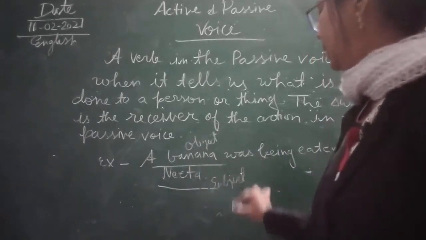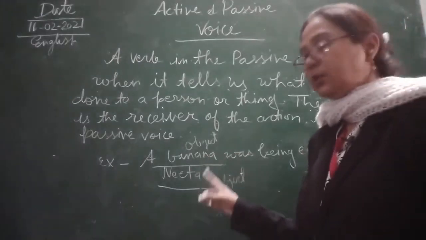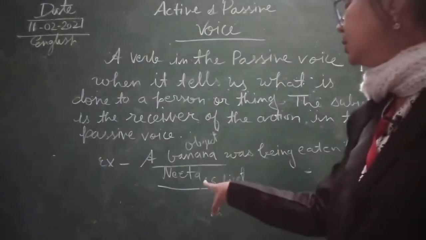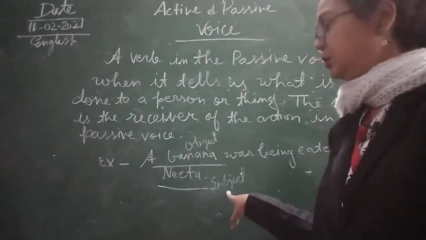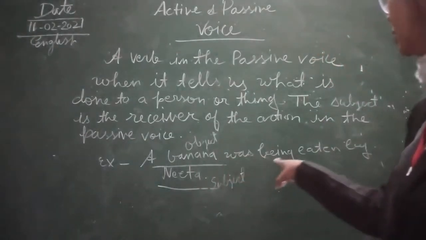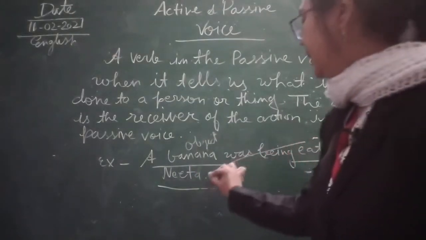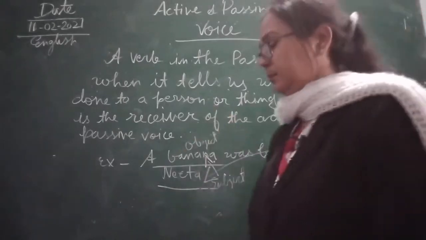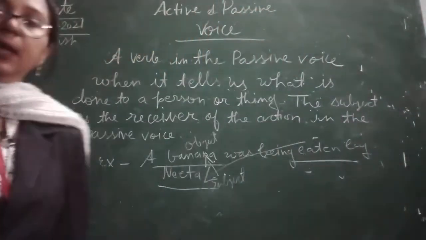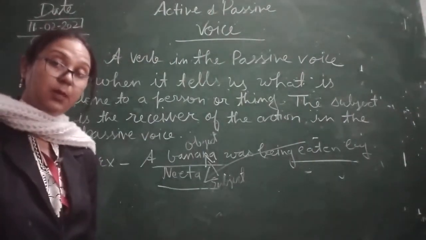This is subject. Okay? Subject and object. Now here you can change, just opposite. Now the subject becomes the receiver of an action. A banana was being eaten. It means the action was done by Neeta and the object is placed over here. So this way we can understand what is active and passive voice.